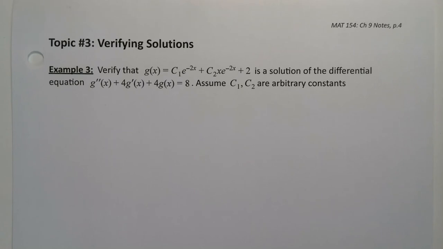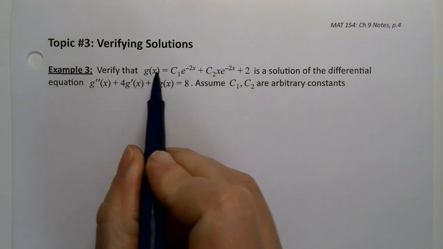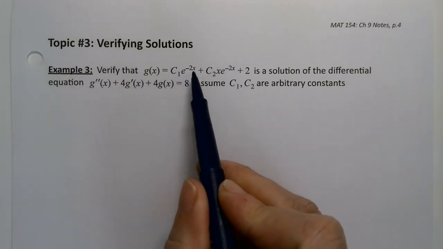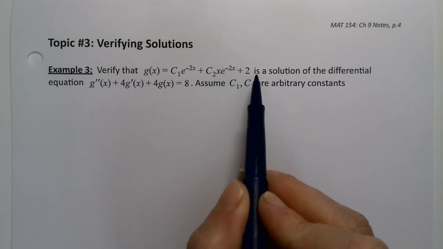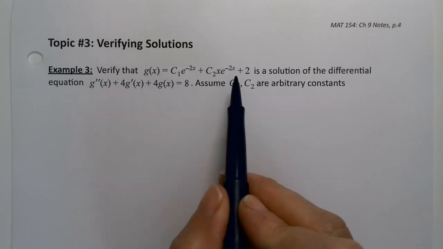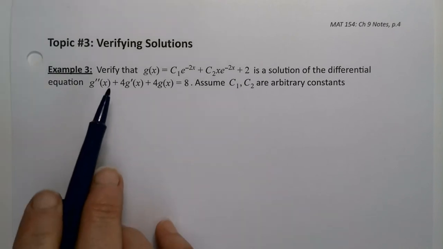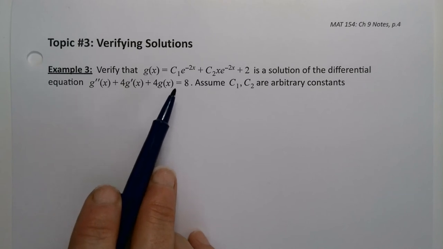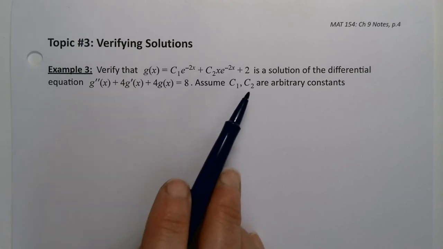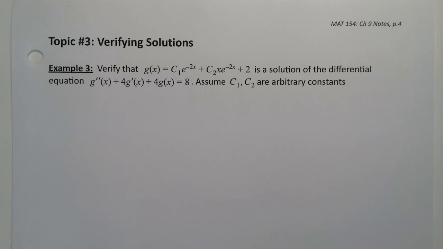In this example, we want to practice verifying solutions. So we're given a function g of x, which is equal to c1 e to the negative 2x plus c2x e to the negative 2x plus 2. And we want to show that this function is a solution to the differential equation g double prime of x plus 4g prime of x plus 4g of x is equal to 8. And you assume that c1 and c2 are just arbitrary constants.